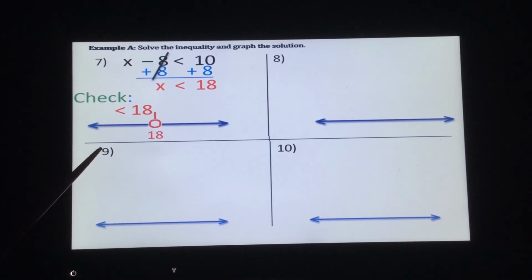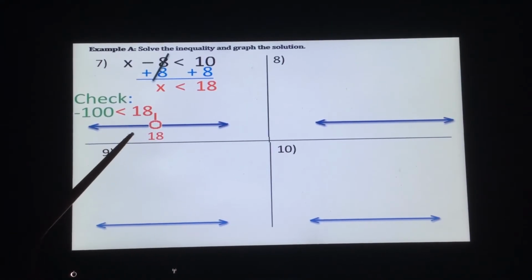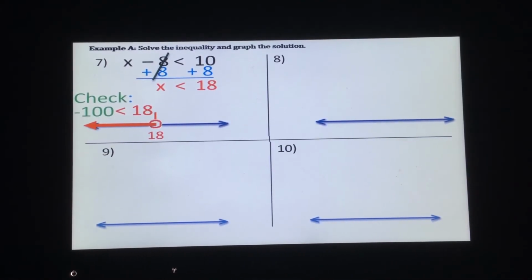I'll use numbers like negative 100 and positive 100. So over here, negative 100 is less than 18. Yes, this is true. And where is it? It's located on this side. So I'm going to shade this side. Any number in this shaded region is a solution to the inequality.